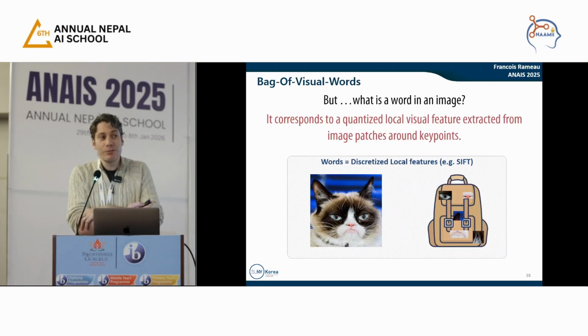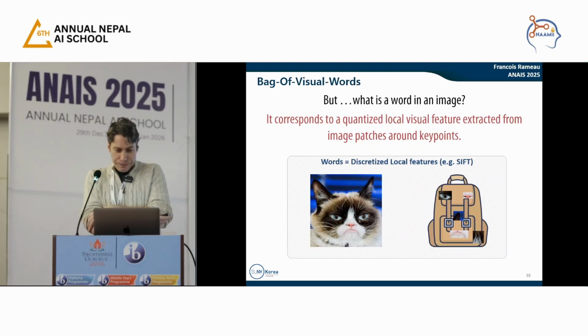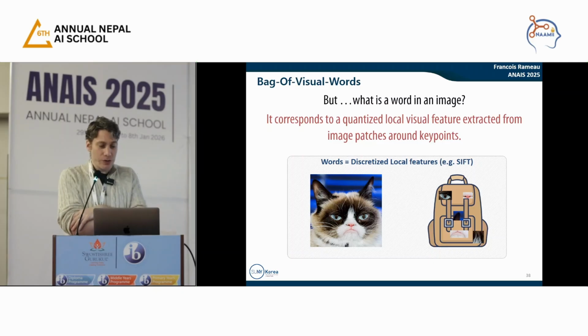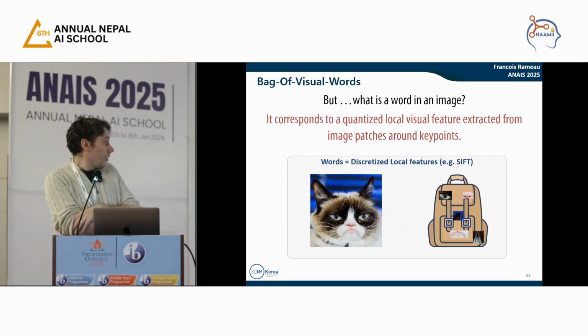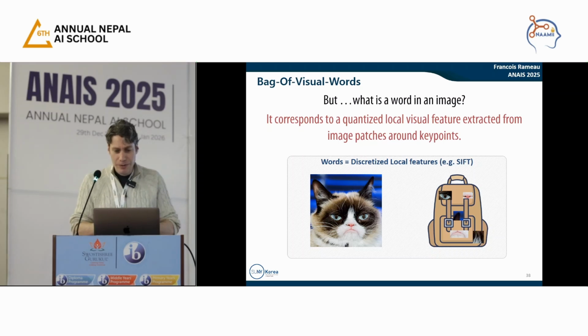It doesn't really exist. We don't have a dictionary of pieces of image, right? So what is it? It's basically a database of quantized visual features that we extract, okay? Don't worry, we'll come back to that in a minute. How we create a dictionary of visual words is actually rather simple.